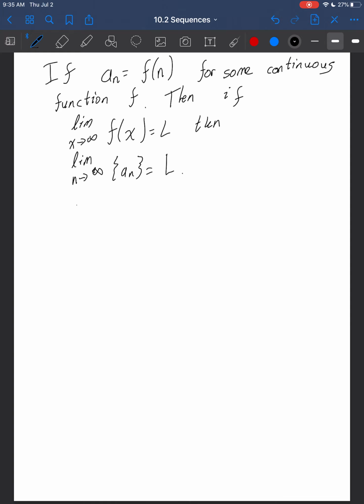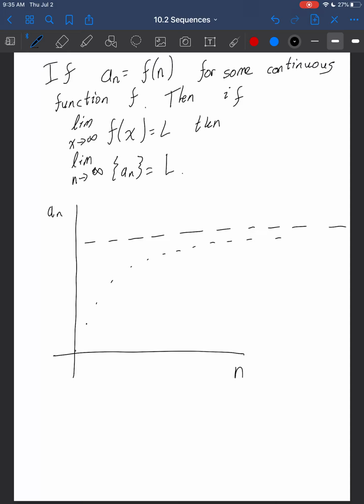The best picture to think of for this is, say we have some n values and some a sub n values, and we get this idea that they're going to be approaching some asymptote right there. All this is saying is that if we can find a nice function to connect the dots here, and obviously better at connecting the dots than I can draw, we can deal with the function instead of with the sequence.